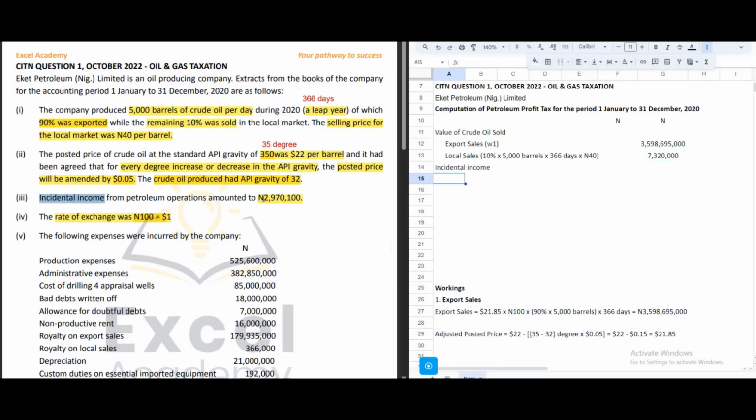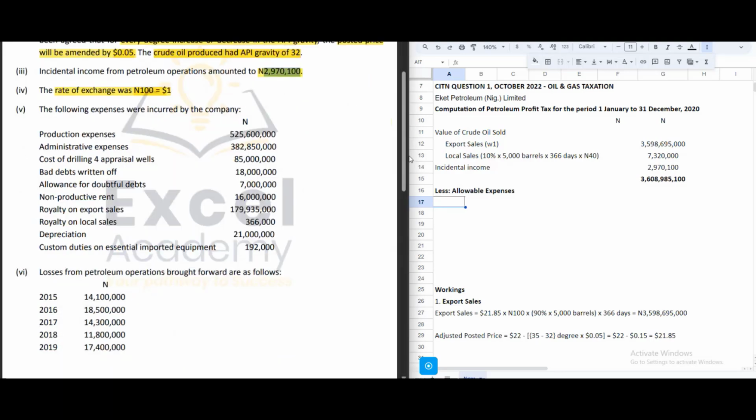So we're going to add the incidental income, that's 2,970,100. We sum up, then less allowable expenses. Now we start with production expenses. Is that allowable or disallowable? Production expenses are allowable.